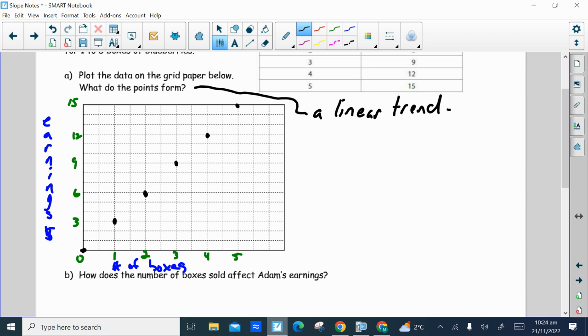We should not draw a line through the points, though, because that means he'd only get paid for part of a box. And we don't know that that's true. It's possible, but I guess they could weigh them to figure out how much of a box he has. But we're not given any indication that he gets paid for part of a box, so therefore we will not draw a line through the points.